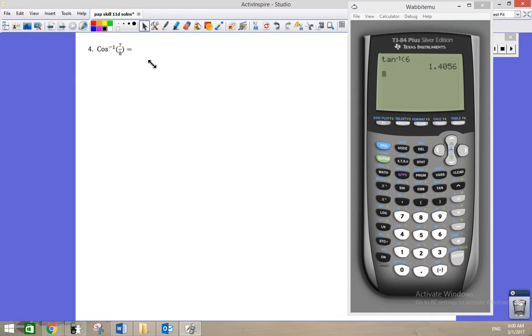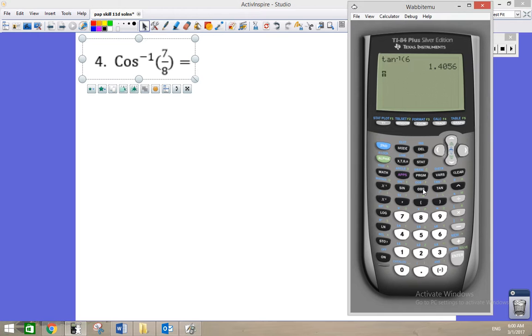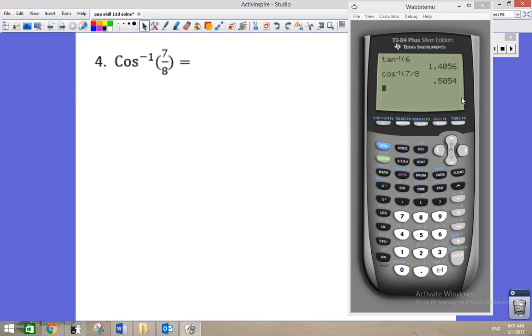For number four, take the inverse cosine of 7/8. You know, just make sure that you understand whether you're in degrees or radians. Really, we could be in degrees because the problem really didn't say. I'll try to be more specific. I will be more specific on the test.